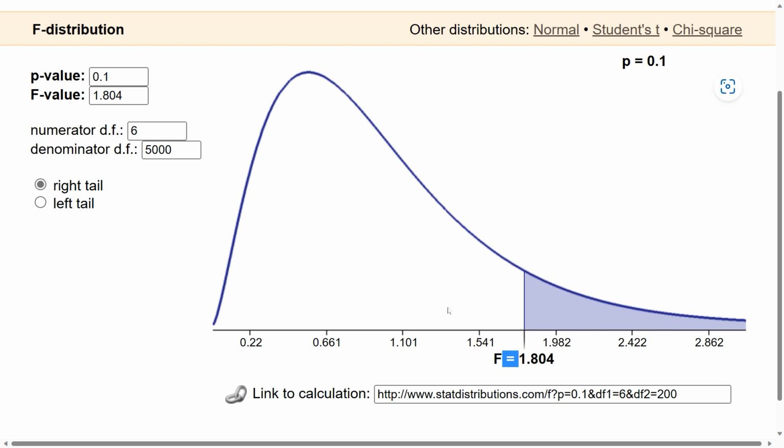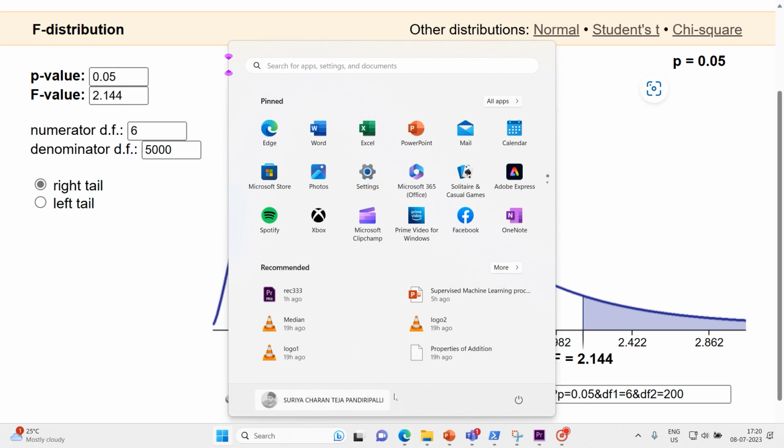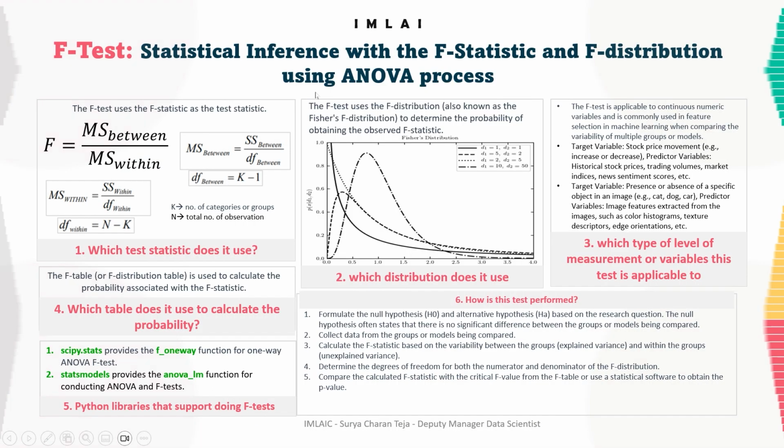If you use a library, you can get the probability value or p-value with respect to the observed F statistic. Then you can directly compare the p-value of the observed F statistic with the level of significance, which is 0.1 or 0.05. Okay, let's get back to the work. So that's the fifth step.